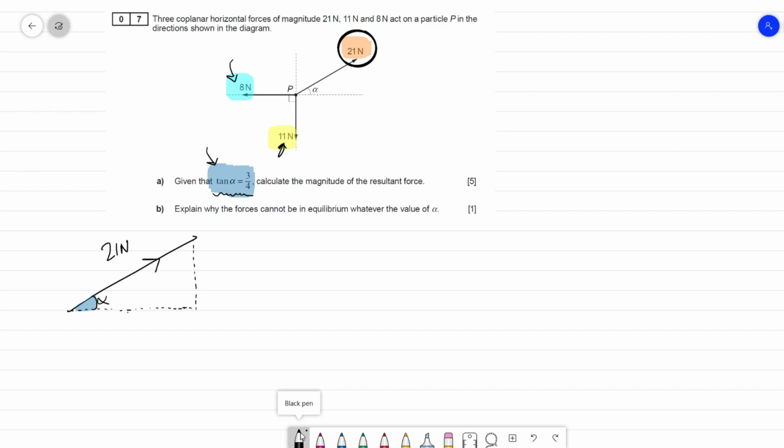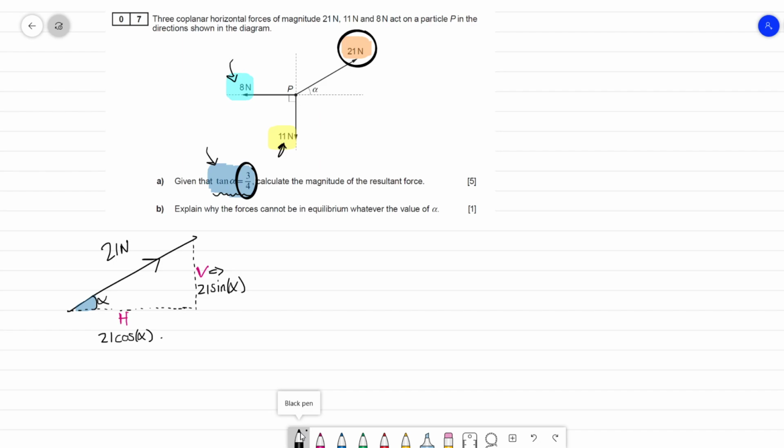They give this ratio quite a lot. This is quite a specific thing, and we can use a little shortcut for it. The idea with this one is we're going to break down the 21 Newton force into a horizontal and vertical component. Hopefully you should be happy that this can be broken down into 21 sine of the angle, and this one into 21 cos of the angle.